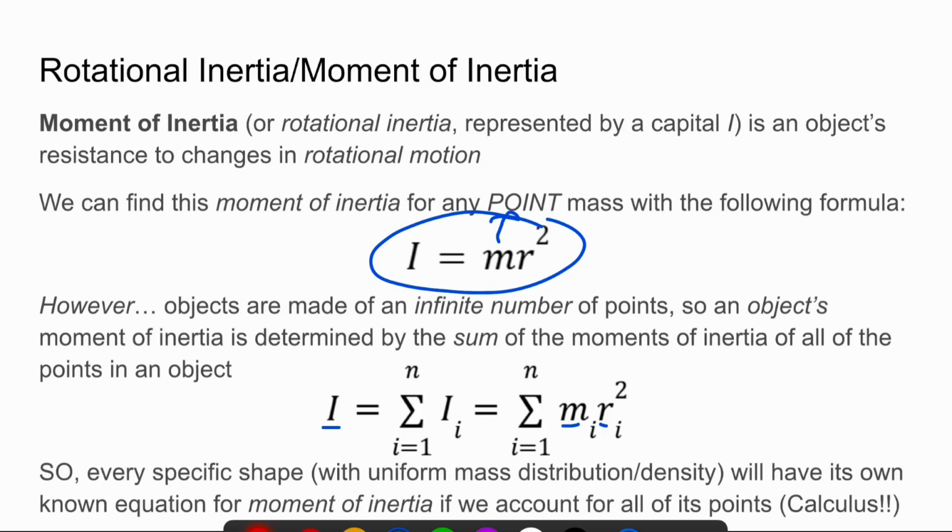And so this means that every shape is going to have a specific equation for its moment of inertia. And if the shape is a known shape and it has a uniform mass distribution or uniform density, meaning all the points within it have the same mass, that means that we're going to have a known equation for that moment of inertia for that specific shape. And we can find that known equation using calculus.